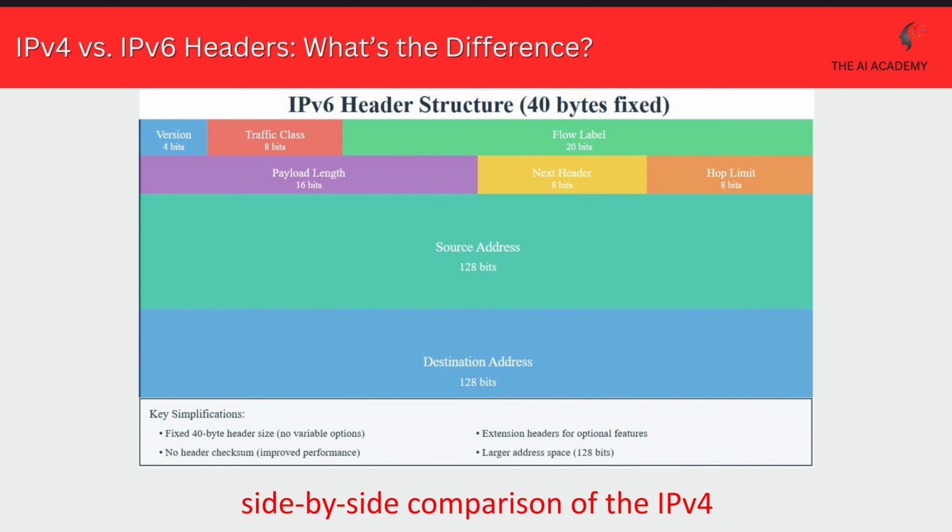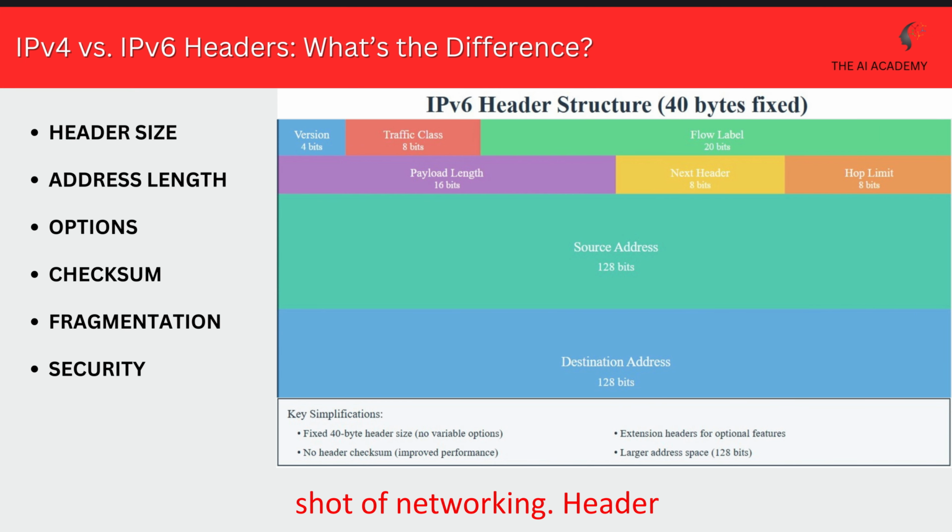Let's start with a side-by-side comparison of the IPv4 versus IPv6 headers. Think of this as the before and after shot of networking. Header size. In IPv4, the header size is variable, ranging from 20 to 60 bytes, depending on the options used. While with IPv6, they streamline things, a fixed 40 bytes. No more guessing games, and it's easier to process.